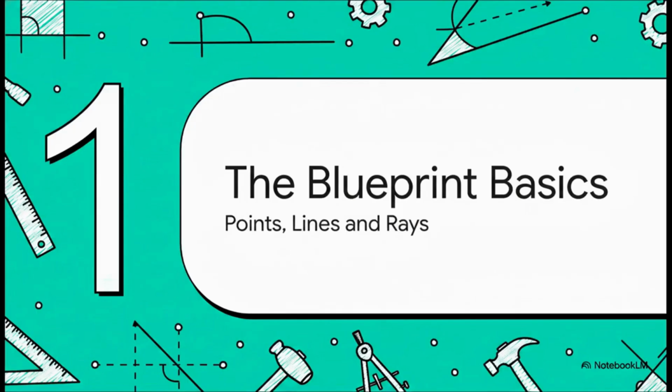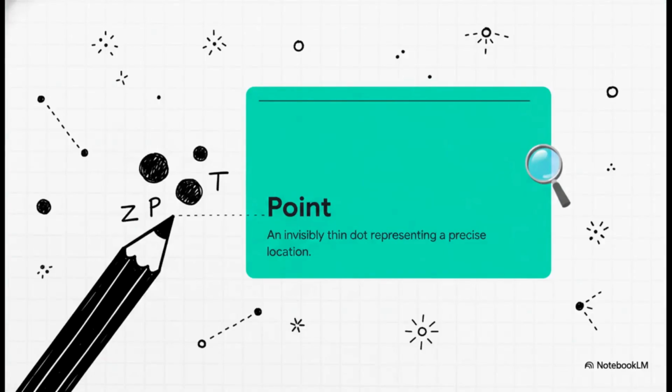Okay, Section 1, the blueprint basics. We're looking at points, lines, segments, and rays. Every great blueprint has to start with a single mark, right? Imagine taking a super sharp pencil and stamping a tiny, invisibly thin dot right there on your desk. That exact precise location is your point. In geometry, we name these points using capital letters. So if you draw 3 dots, you literally read them as point Z, point P, and point T. It's the core building block of our entire universe.